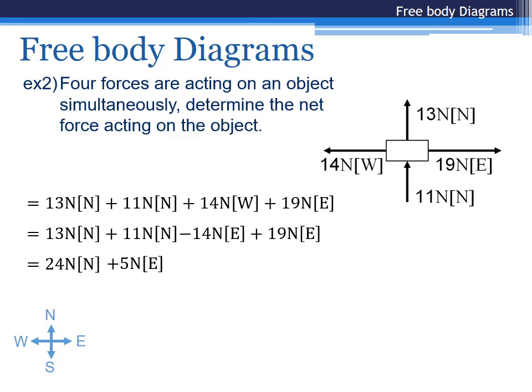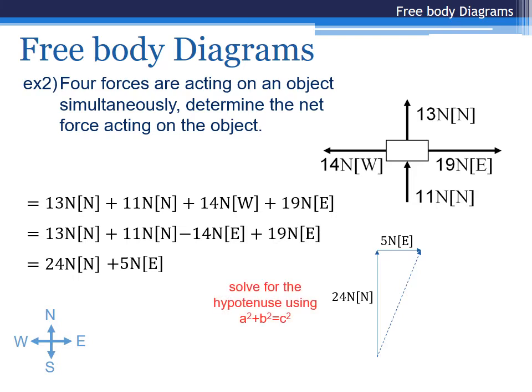Now I will draw that final vector. I will start by going 24 newtons north, and then 5 newtons east. I will draw my resultant vector. Now I want to find the length of that resultant vector, so I'm going to solve using Pythagorean's theorem, a squared plus b squared equals c squared. So 24 squared plus 5 squared equals, and then I square root that answer, and the length of the hypotenuse is 24.5 newtons.